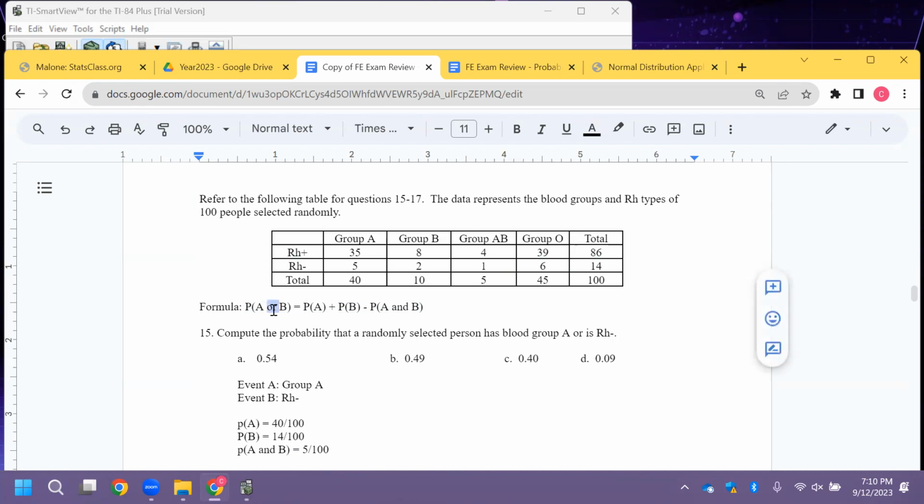So for OR probabilities here, you're going to have to worry about subtracting out that double counting, unless they're mutually exclusive. Mutually exclusive means they both cannot occur at the same time. And then the probability of A and B would be equal to 0.